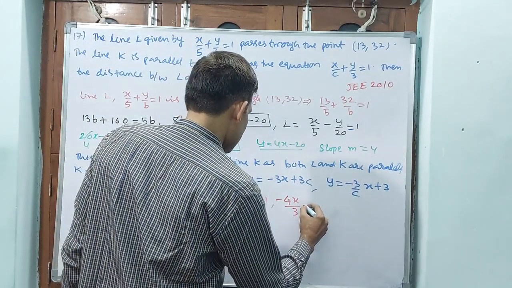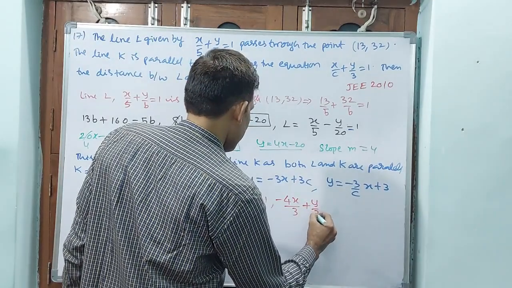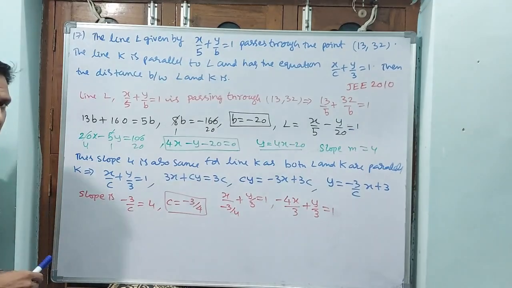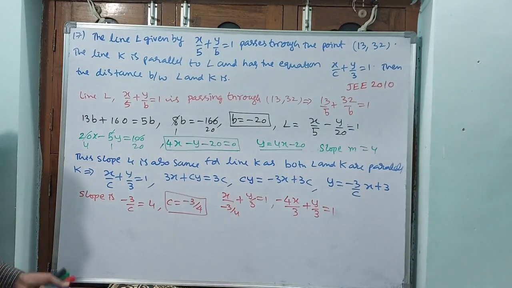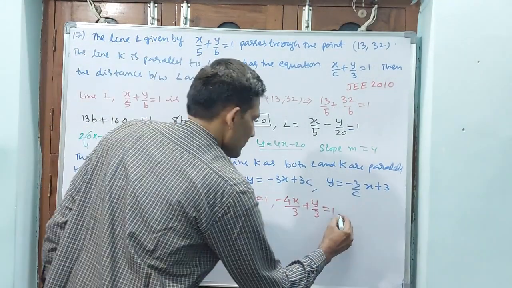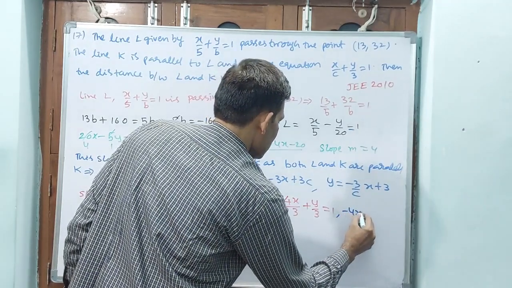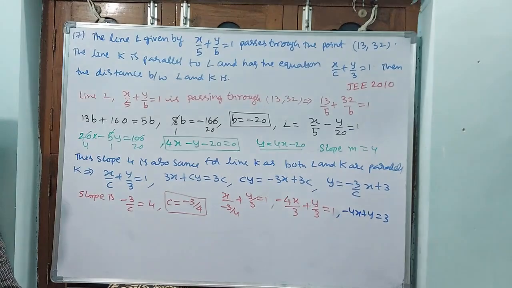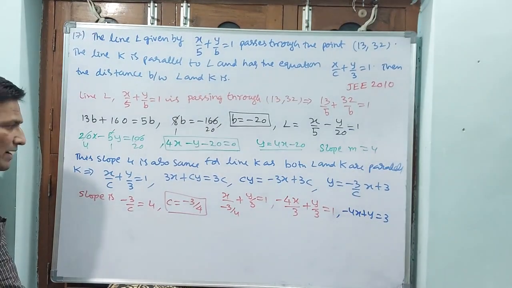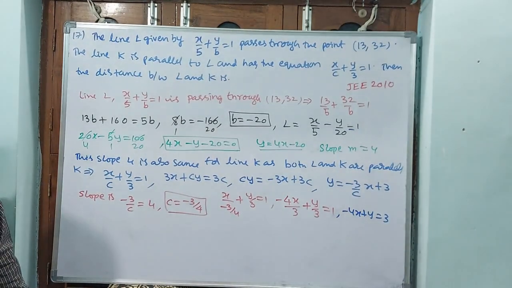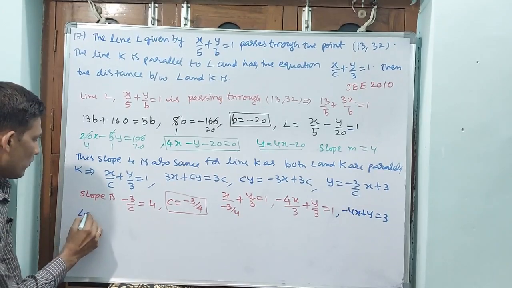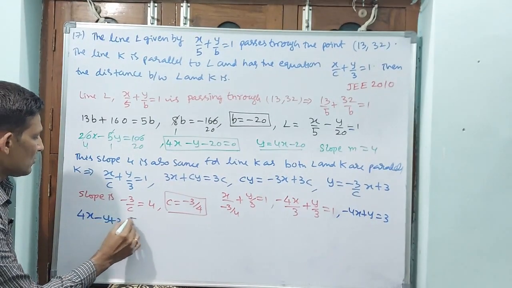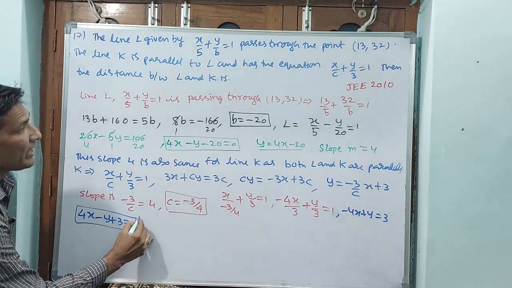4x by 3 minus, plus y by 3 is equal to 1. You see now, both are having the same LCM. That means, shall I write like this? Minus 4x plus y is equal to 3. Why? Because I have taken 3 as the LCM and multiplied with that one. See, what is the final one? 4x I have sent to that side: 4x minus y plus 3 equal to 0. This is the equation of k.